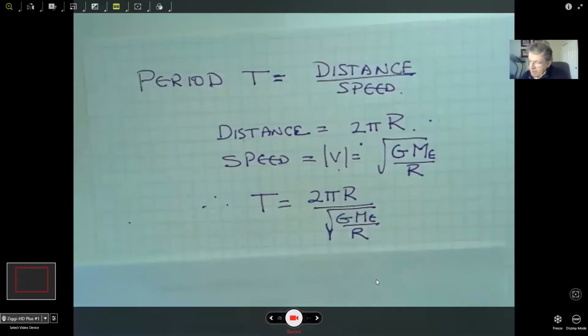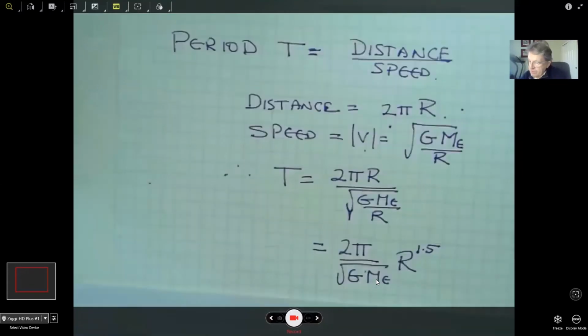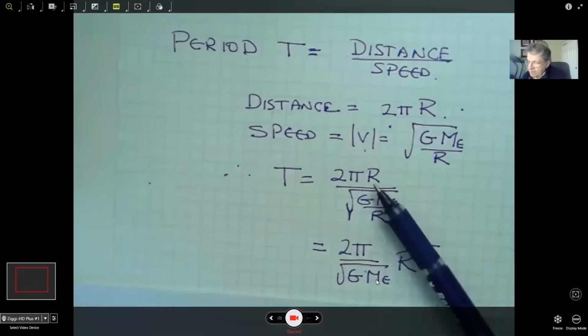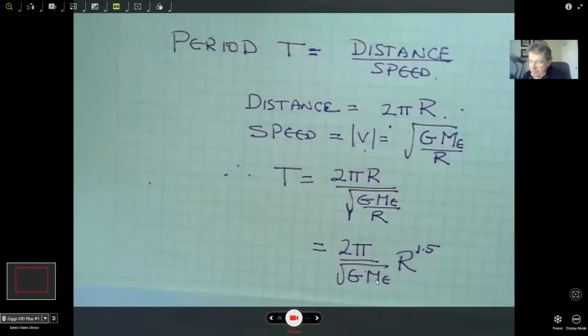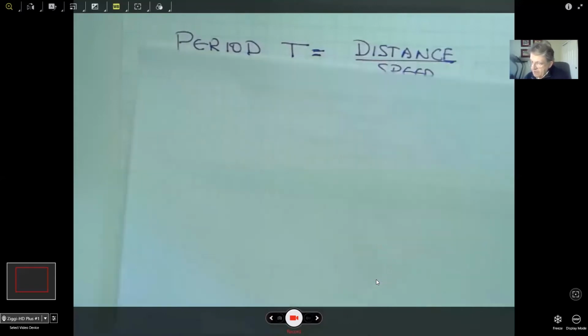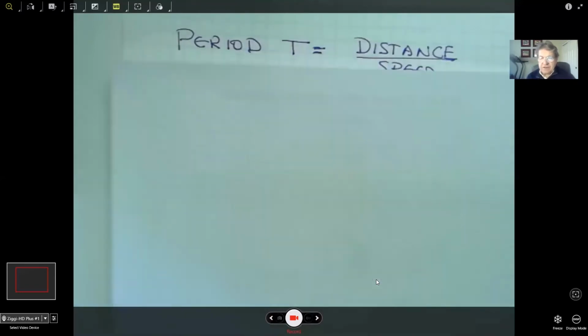Again, we can simplify the equation a little bit, and we get 2 pi over the square root of G times M E, and gathering the r terms, we've got r to the power of 1.5. That's the answer. If you square both sides of the equation, you get T squared equals a bunch of constants times r cubed. And this is just Kepler's third law of planetary motion. There are additional parts of the question. I won't go into those in detail just now.